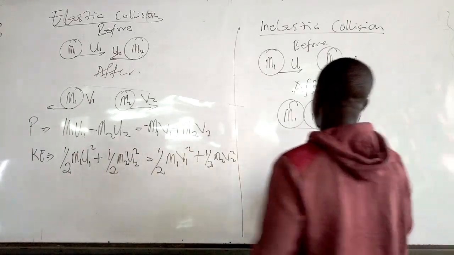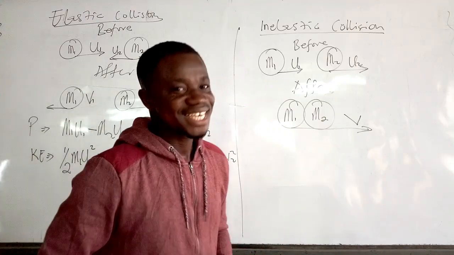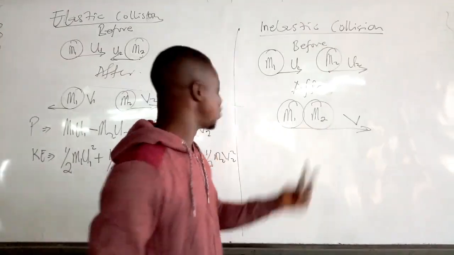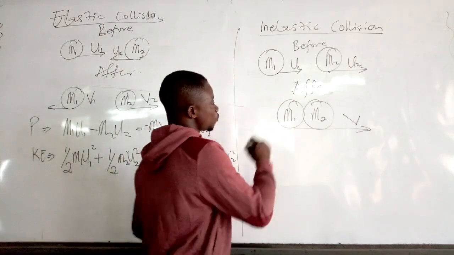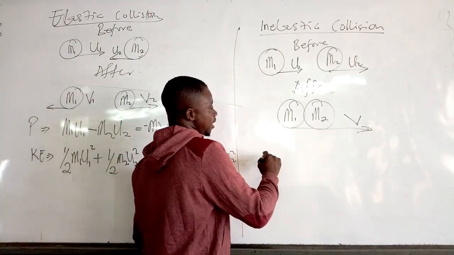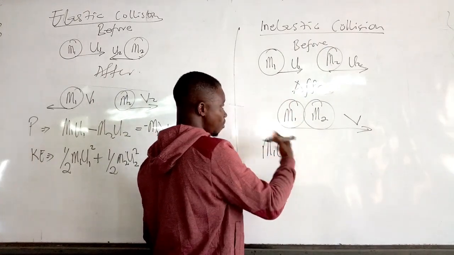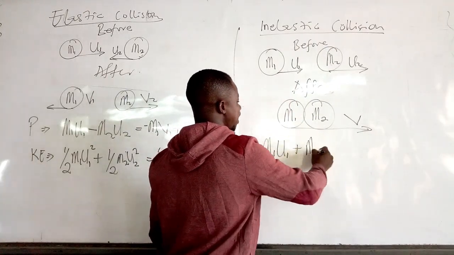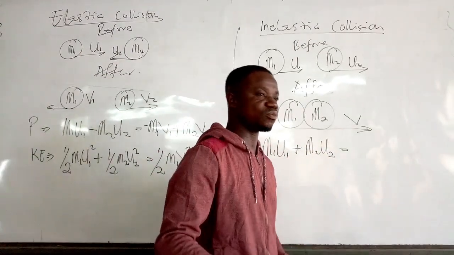Good. So let us write the momentum conservation for this. Remember that kinetic energy is not conserved, so we wouldn't write an equation for kinetic energy. It's only momentum which is conserved. So in this case, M1U1 for momentum conservation plus M2U2, that is equal to, according to the momentum conservation principle.